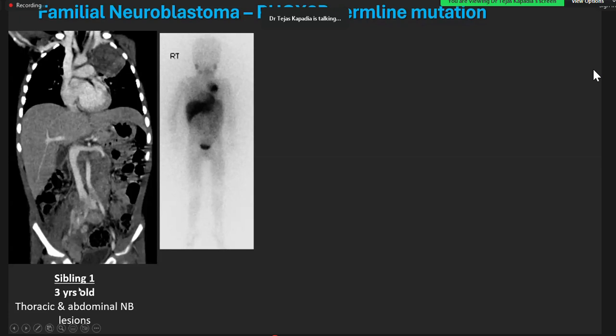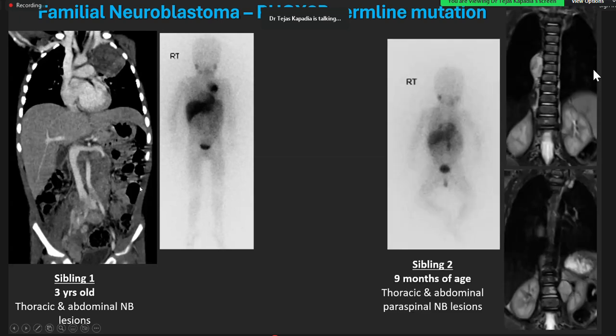Okay, so this was sibling one, and they presented when they were 3 years old, and the mom was around 7 months pregnant at that time when this kid had the first presentation. And the second sibling was born while the first sibling was under treatment. And at around 9 months of age, on screening, we found they had some thoracic and abdominal lesions as well.